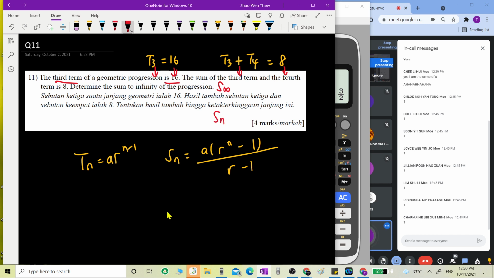Some of you even write Sn. This one is not Sn. This one is sum to infinity. Okay? So make sure you follow the symbol. S infinity, the formula is A over 1 minus R.